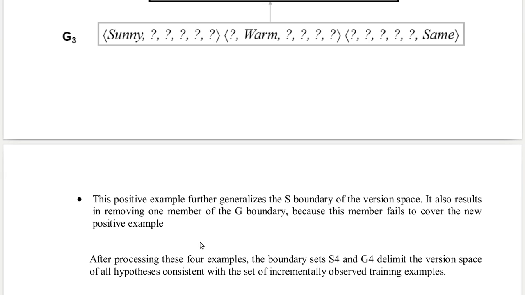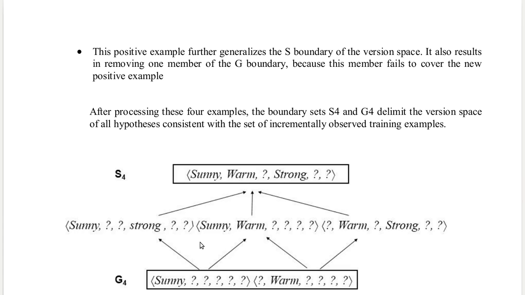So after processing the 4 examples, the boundary sets S4 and G4 delimit the version space of all hypotheses that are consistent with the set of incrementally observed training examples. So this is the version space where G and S are the boundaries within which any hypothesis can be stated and that form the version space, and it is consistent with the training examples.